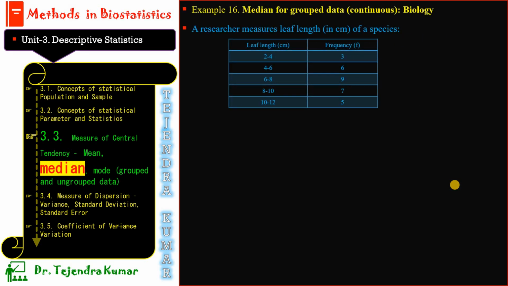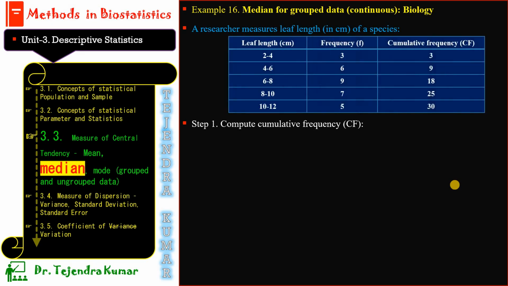In the next example, this is the median for grouped data, or we can say continuous data. The example is taken from biology. In this question, please be attentive because this is solved in a very unique way. Leaf length is given in one column and the frequency in another. Step 1, compute cumulative frequency. Similarly, we have computed the cumulative frequency: 3 plus 6 is 9, plus 9 is 18, plus 7 is 25, plus 5 is 30.